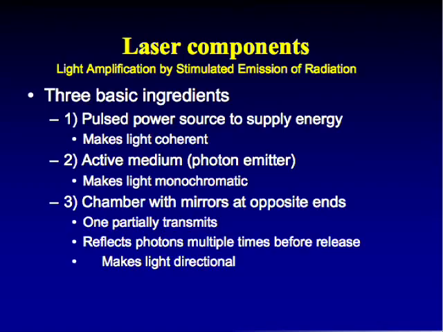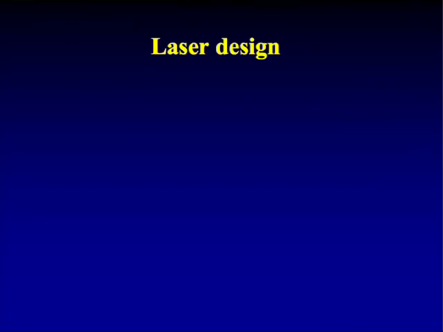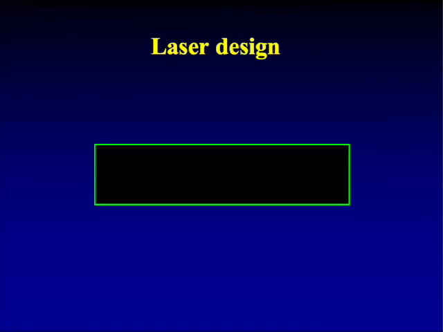The three basic ingredients to a laser. We need a pulsed power source to make energy, we need an active medium to emit photons, and we need a chamber with mirrors at opposite sides. So let's look at that, and I'm going to walk over here because it's easier to stand next to the laser while we build one, just to help understand how it works.